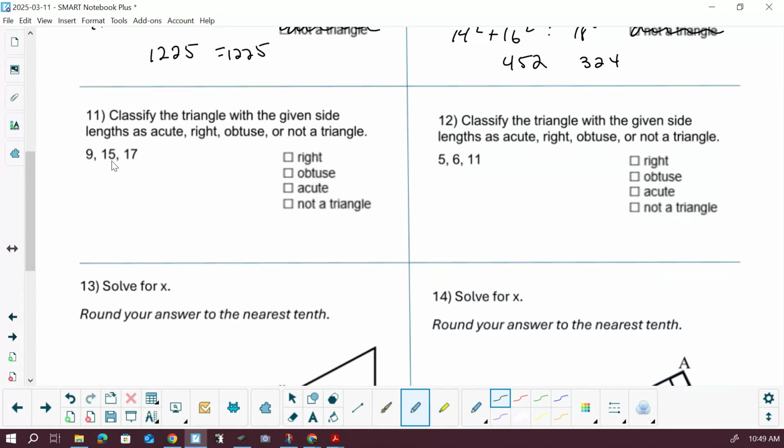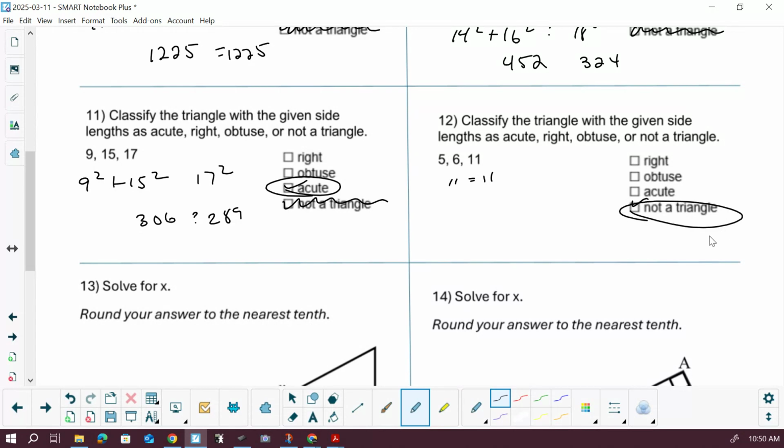9 plus 15 would be 24. That's bigger than 17, so it is a triangle. 9 squared plus 15 squared, and then 17 squared. 9 squared plus 15 squared is 306. 17 squared is 289. All right, so this other side here is not equal. It's smaller. That's acute. 5 plus 6 is 11. 11 equals 11. That is not a triangle. Don't have to do anything else.